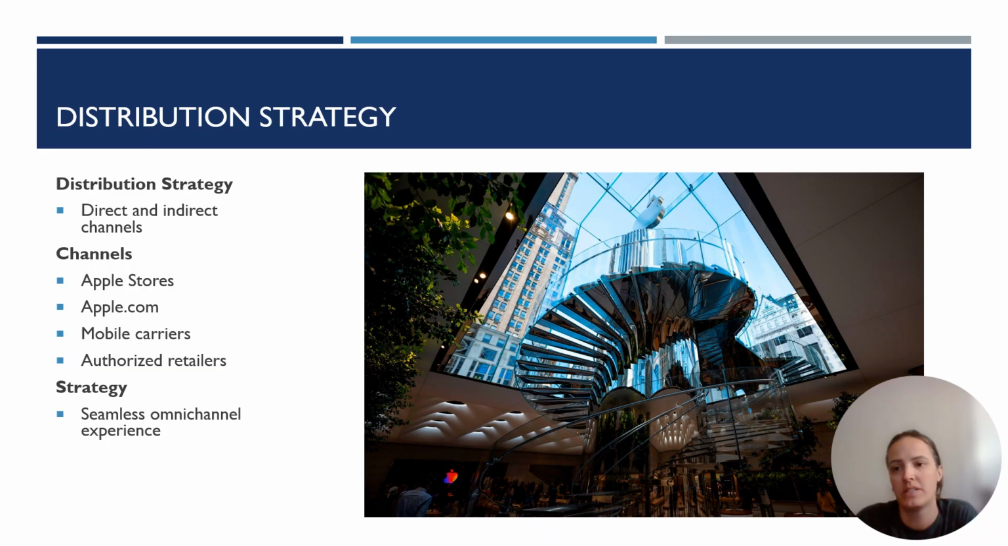Apple uses a hybrid distribution strategy that combines both direct and indirect channels. The company sells its products through Apple stores and its website, as well as through mobile carriers and authorized retailers. Apple stores are especially important because they allow customers to interact with products in a controlled, high-quality environment. At the same time, partnerships with carriers and retailers help expand accessibility. This approach creates a seamless omni-channel experience where customers can engage with the brand in multiple ways.